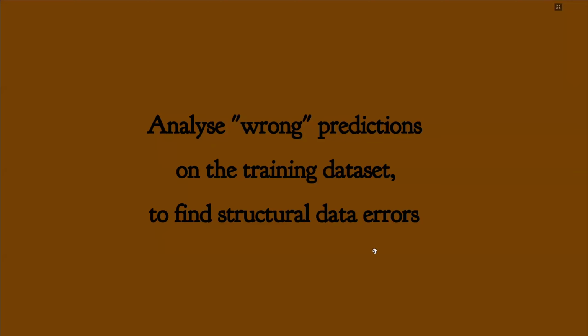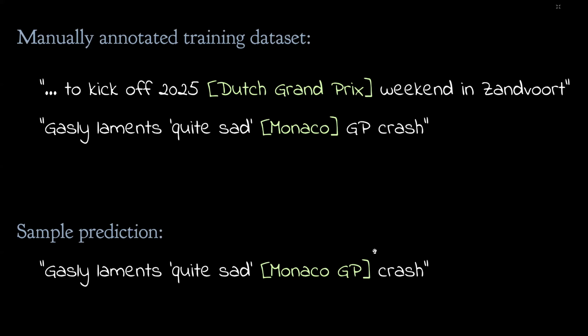The other thing that is really interesting to do is to look at wrong predictions on the training data set. So this might be surprising to you when I say run predictions on the training data set, because that's not usually what you do. You usually predict an unseen data set, but it's a very neat trick to find structural data errors. And let me give you a quick example.